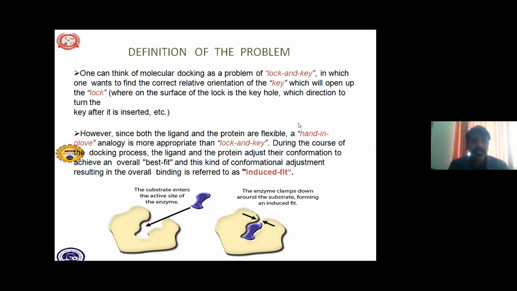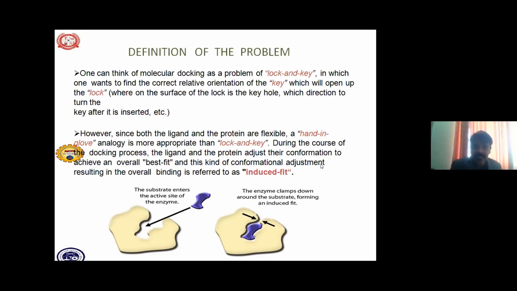So you can understand this as the induced fit model. You would have heard about the induced fit model. What do you mean by induced fit model? In the induced fit model, both the ligand and the protein are flexible. Think of your hand, and you put a glove on it; that analogy comes from lock and key. During the docking process, the ligand and protein adjust their conformation to achieve the best fit. If two molecules are coming together, they should fit best. So the overall binding resulting from conformational adjustment is referred to as induced fit.